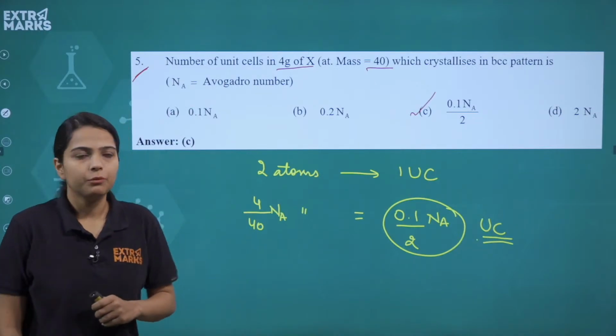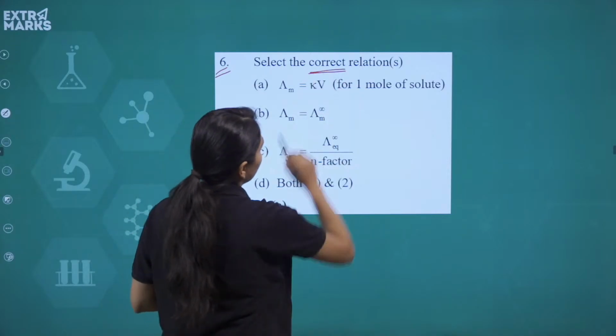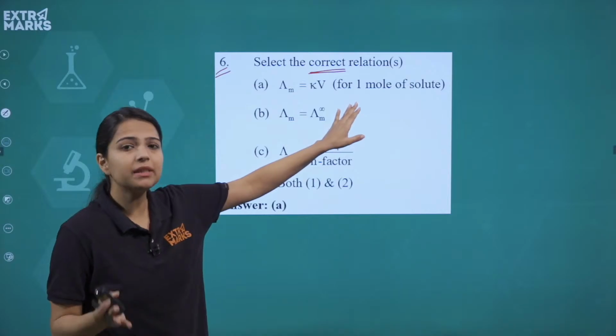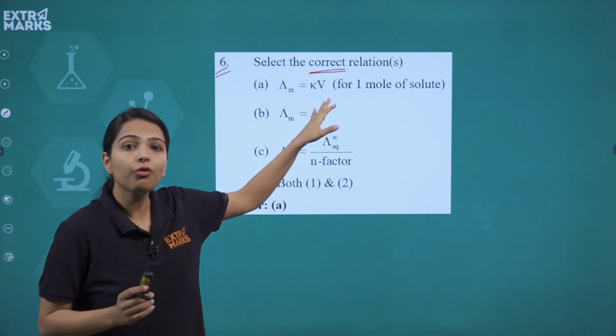Alright. Moving on, next question, number 6. Select the correct relationship. So we need to tell over here the correct relationship. Lambda m is equal to kappa V for 1 mole. Absolutely correct. This is molar conductivity. Kappa is the reciprocal of resistivity.